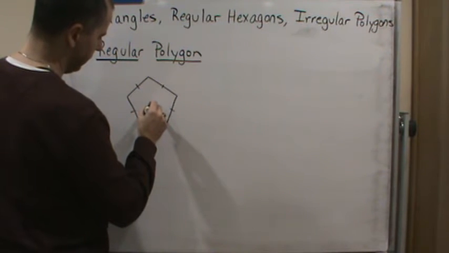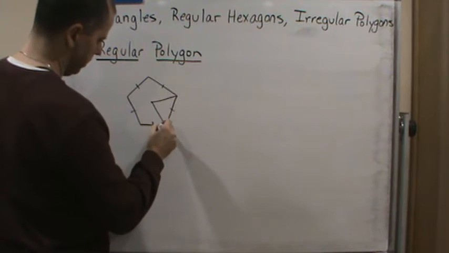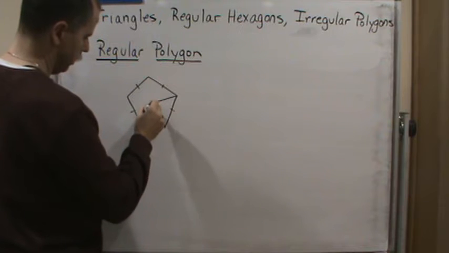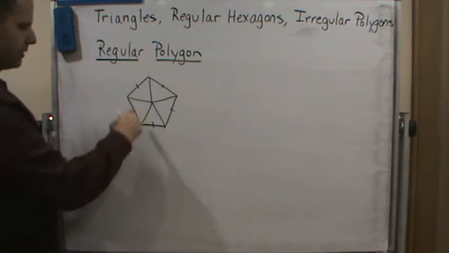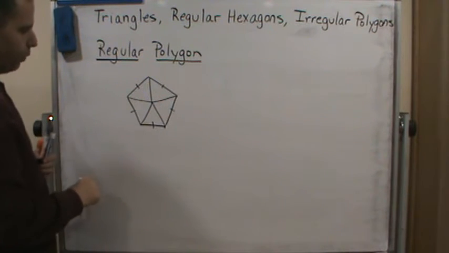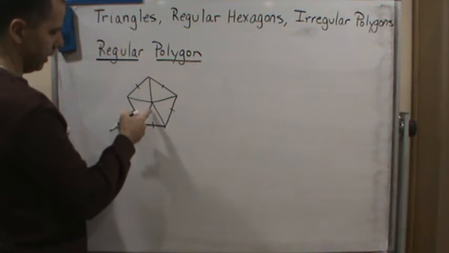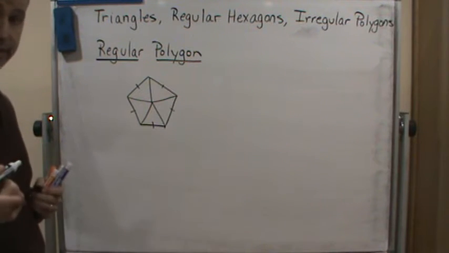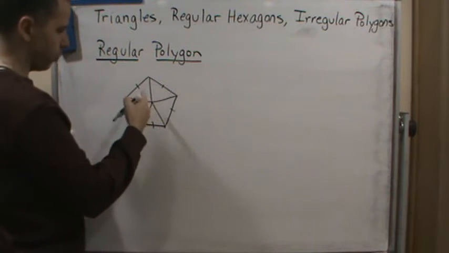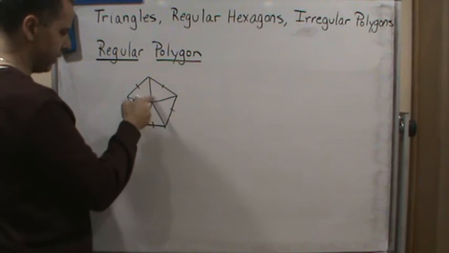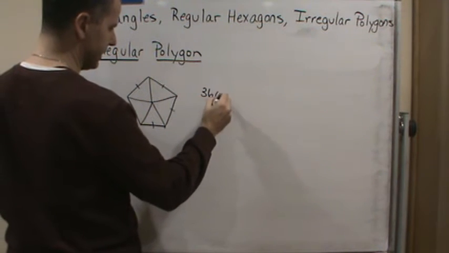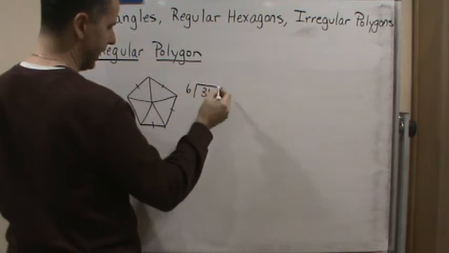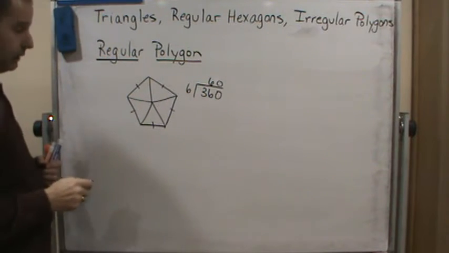Well, in this case, if we draw lines from the center to each vertex, what happens? We know that the angles on the inside here have to add up to 360 degrees. And since we know it's a regular polygon, each one of these central angles has to be the same. So there's 6 of them. So if we take 360 divided by 6, we get 60 degrees.